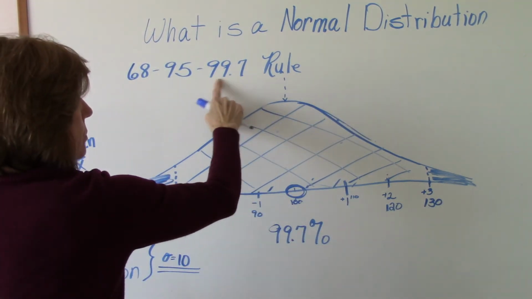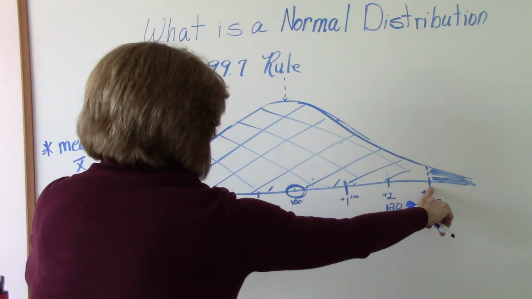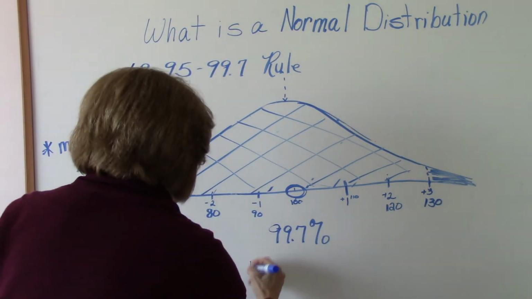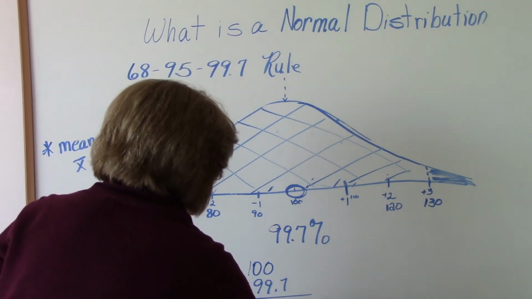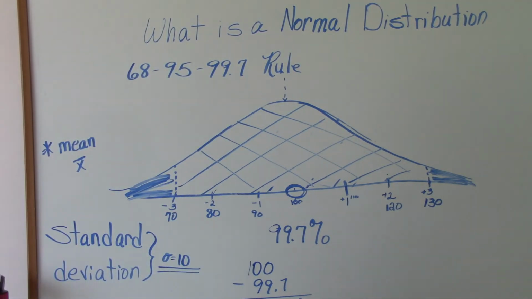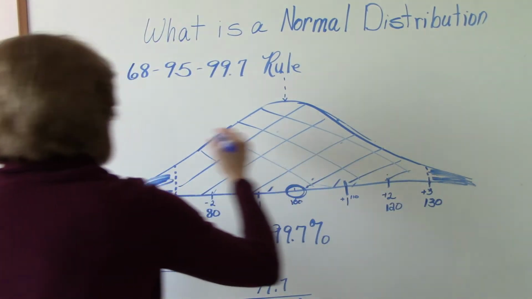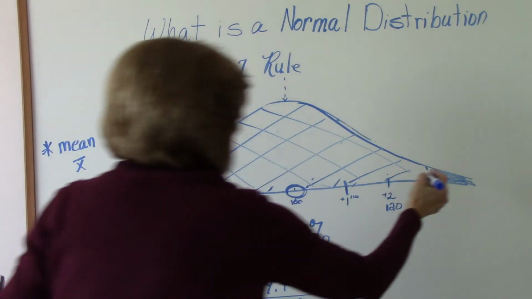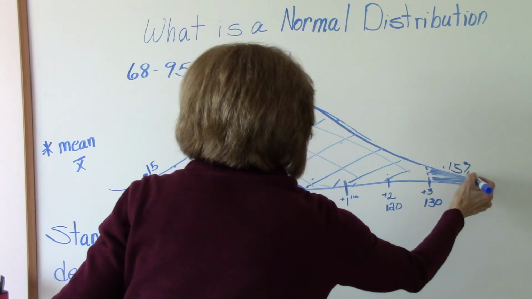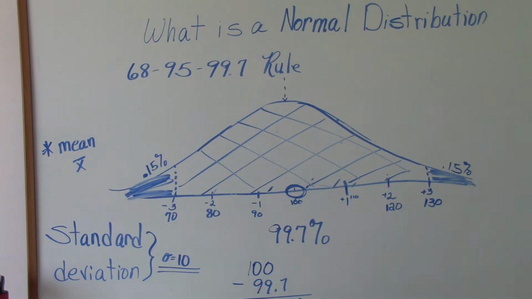Now notice, we only have 0.3 left. If it's 99.7 to here, to get to 100, we only have 0.3% left. So that's a total on both sides. So these little guys over here are 0.15% and 0.15% of the data. So very, very little. So that's how we are going to be taking a look at this.